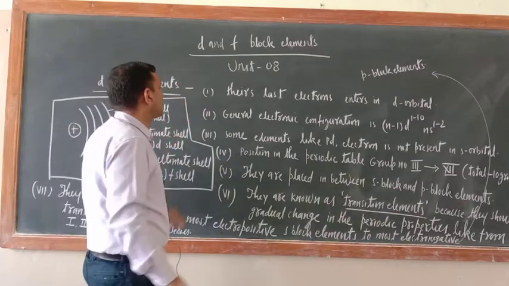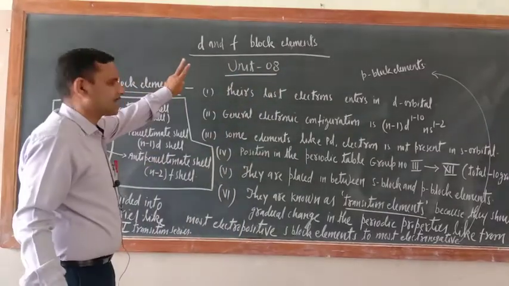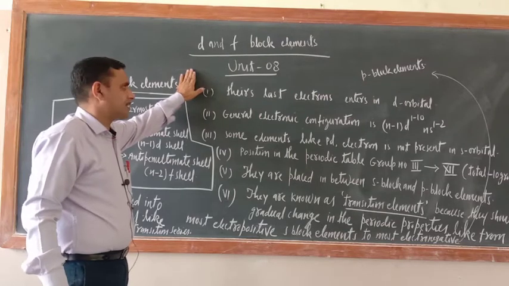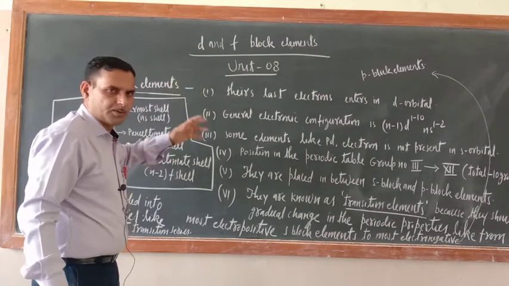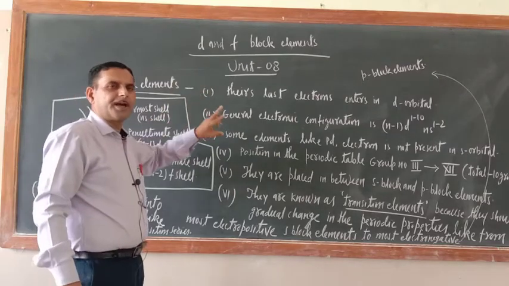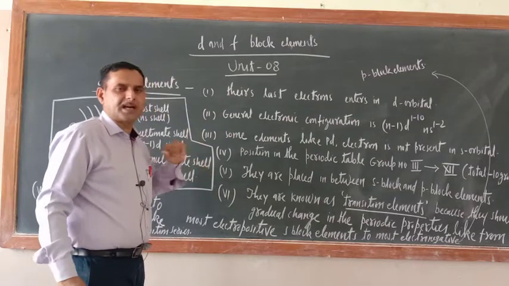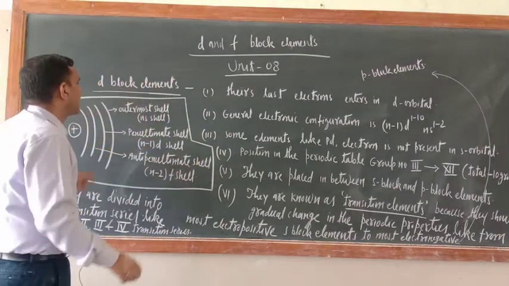Now let us begin with the D and F block elements. Here two block elements are there, D and F. First we'll begin with D block elements, and afterwards we'll teach you F block elements. Somehow D and F is related with each other. We'll tell you how and why they are related. So just try to understand D block elements.